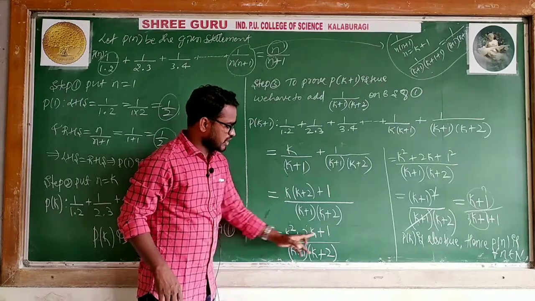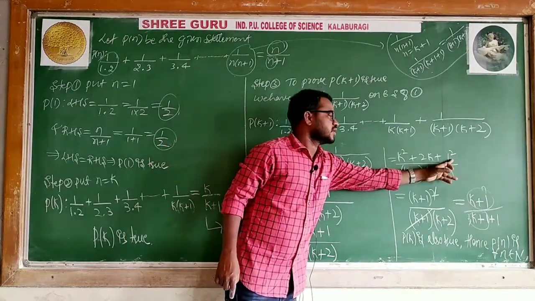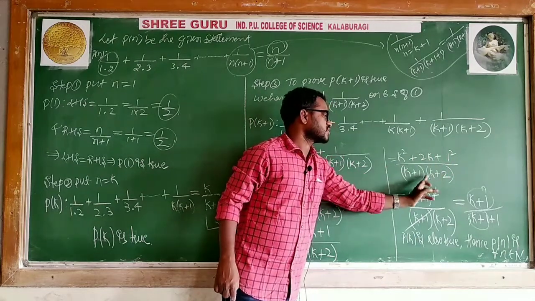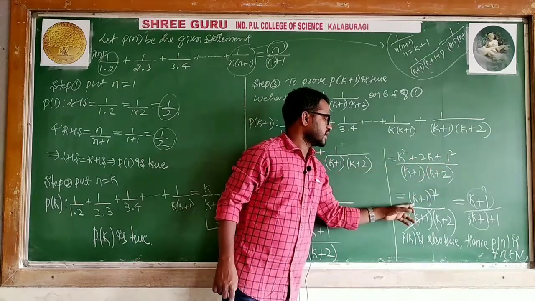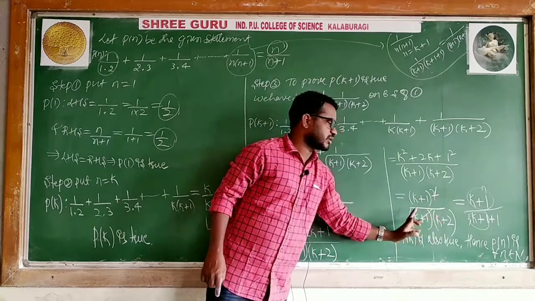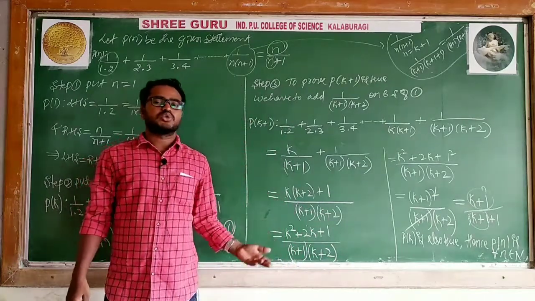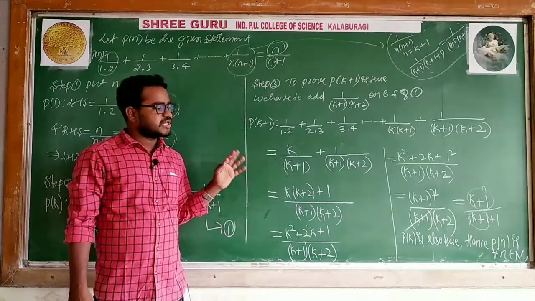This is like a square plus b square plus 2ab. I wrote a square plus b square, 1 can be written as 1 square, so a square plus b square plus 2ab. This can be written as a plus b whole square, k plus 1 whole square divided by k plus 1, k plus 2. k plus 1 and k plus 1 get cancelled. Remains k plus 1 divided by k plus 2. k plus 2 can be written as k plus 1 plus 1.